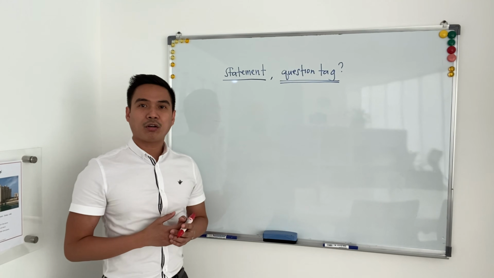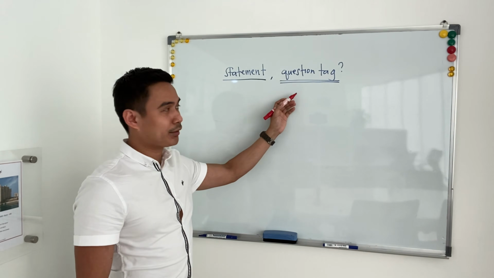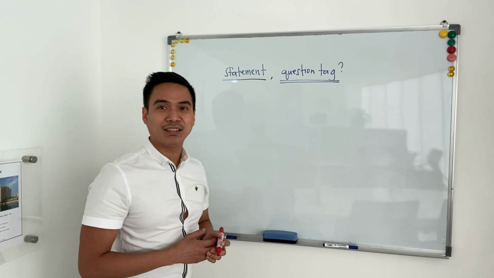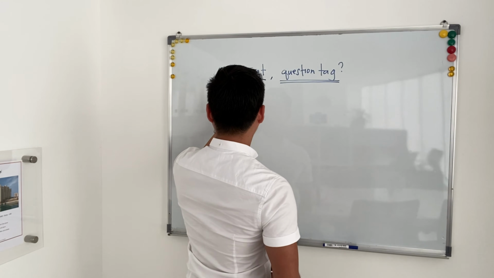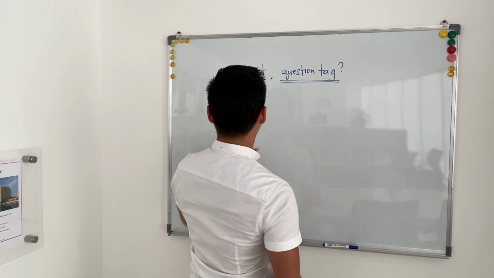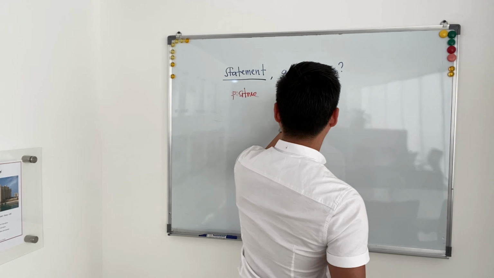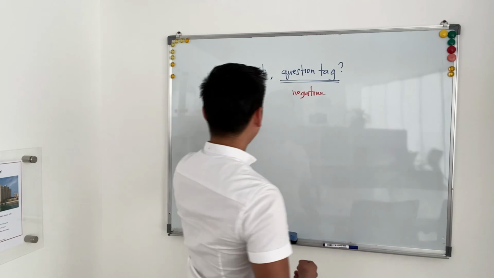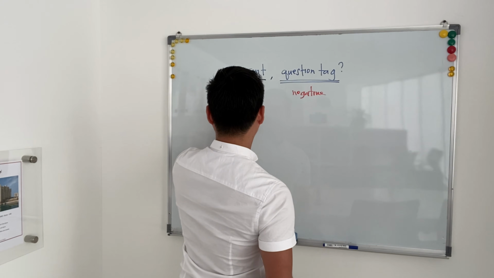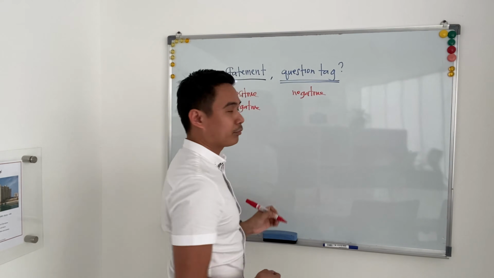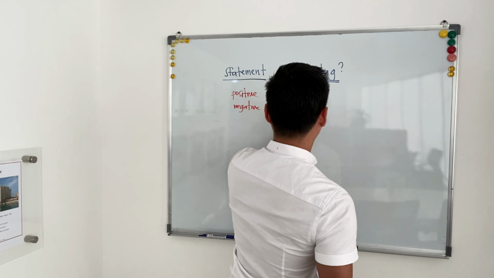This is the structure of a tag question sentence: statement, comma, and tag question, question mark. If the statement is positive, the question tag should be negative. If the statement is negative, then it follows that the question tag should be positive.